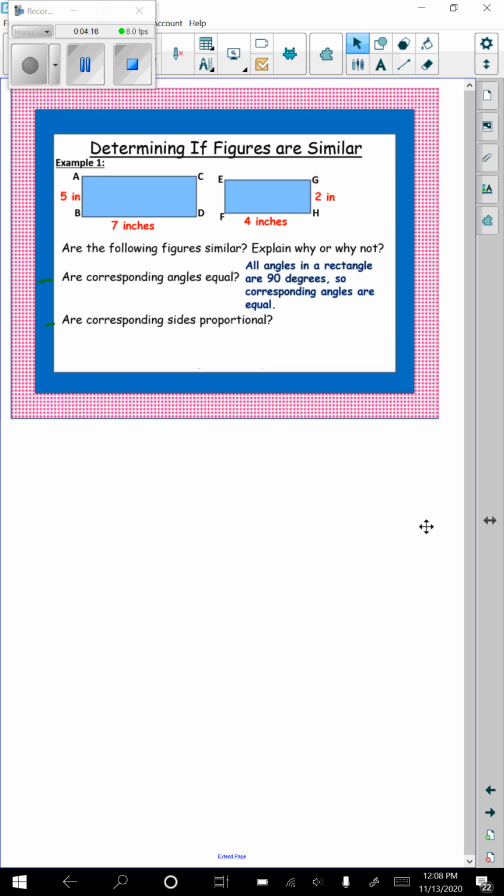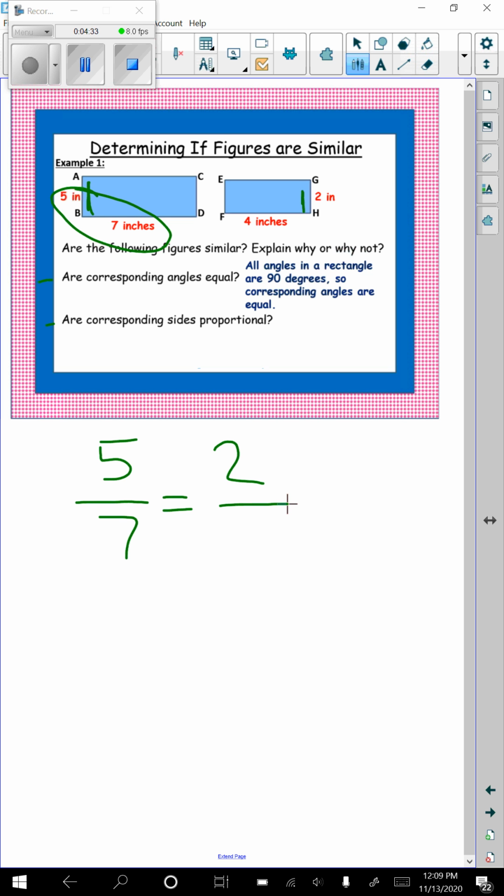Okay, now as far as proportion goes, you have to use your side lengths. This is where a little math comes in. So I'm going to set up a proportion using these two. So I have 5/7. Is that equivalent to, remember, 5 lines up with 2, so that goes across from it, and 7 lines up with 4.